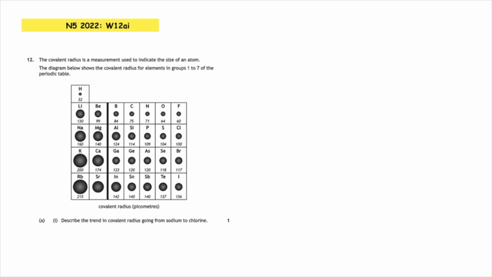Written 12A, Part 1. The covalent radius is a measurement used to indicate the size of an atom. The diagram below shows the covalent radius for elements in groups 1 to 7 of the periodic table. Describe the trend in covalent radius going from sodium to chlorine. So using the numbers given in the table going from left to right, we can see that the covalent radius decreases.